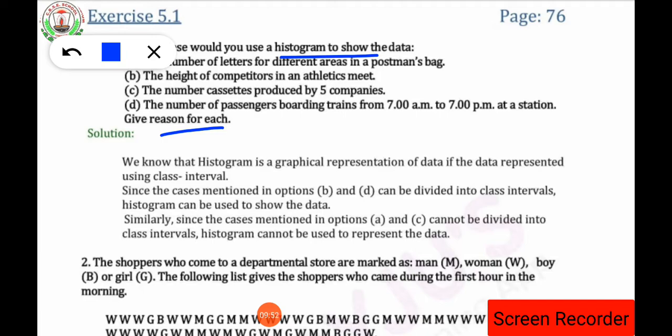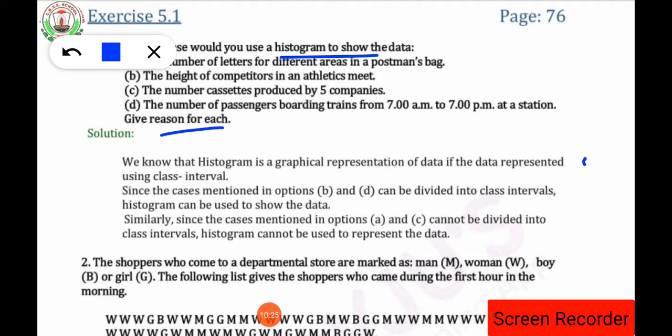Then B part: the height of the competitors in an athletic meet. Since an athletic meet is there, many participants are participating in it, isn't it? If many participants are going to participate, everybody's height we have, and that height is known as data. Can that data, the height of the competitors, be drawn in a histogram? If yes, you have to give the reason. If no, again you have to give the reason for that.